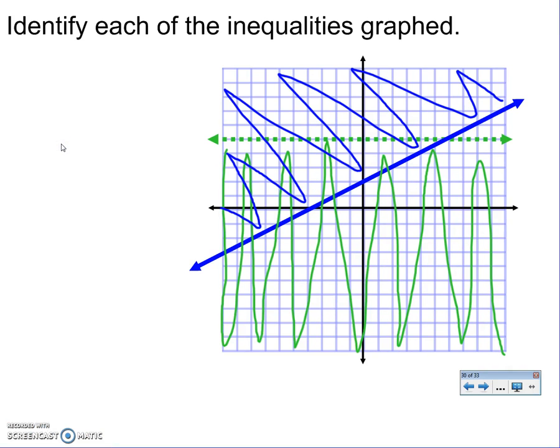Identify equations or inequalities in a graph. So this green line is dotted and it's constant. It's horizontal, that's a y. So y, that's 1, 2, 3, 4, 5, it's 5.